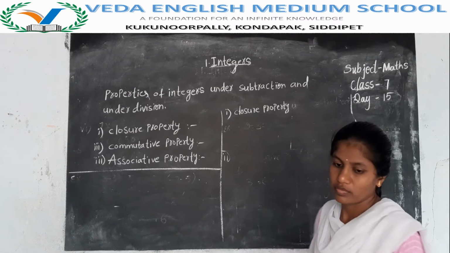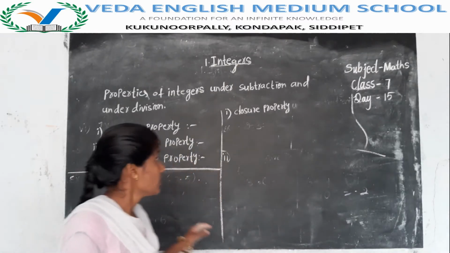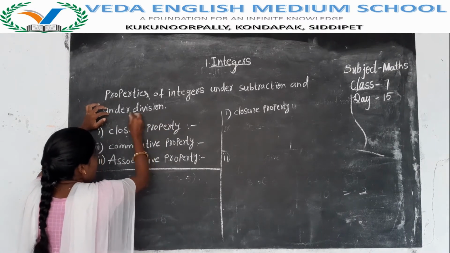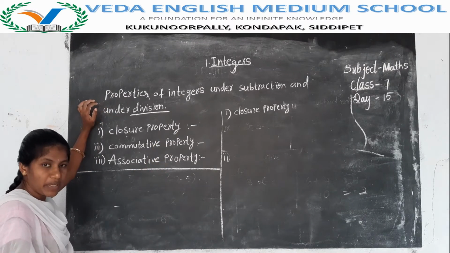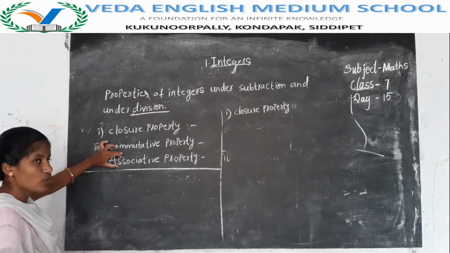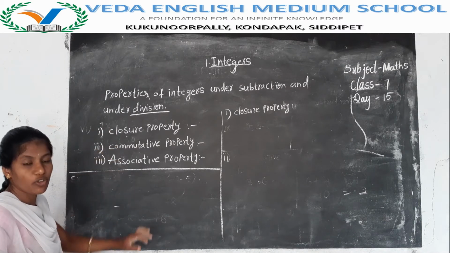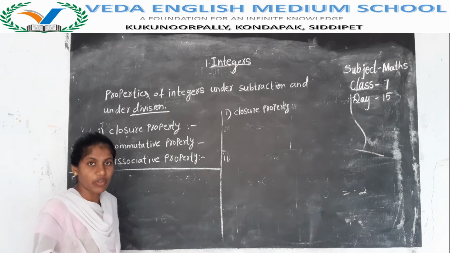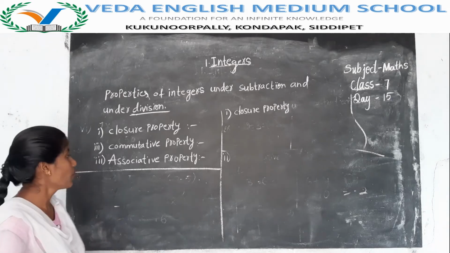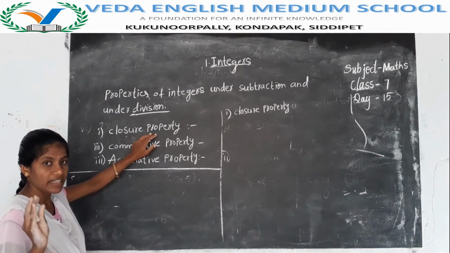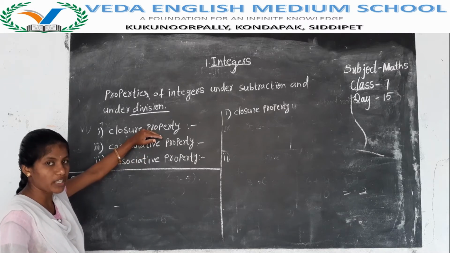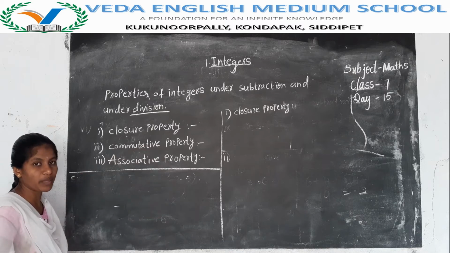Next, properties of integers under division. Now we will learn about division. Subtraction has completed. Under subtraction, only closure property is possible. There is no possibility for commutative property. There is no possibility for associative property. Why? Because while finding answers for both associative property and commutative property, we are getting different numbers as answers. Only for closure property we are getting answers consistently. Because of that reason, under subtraction only closure property is possible.